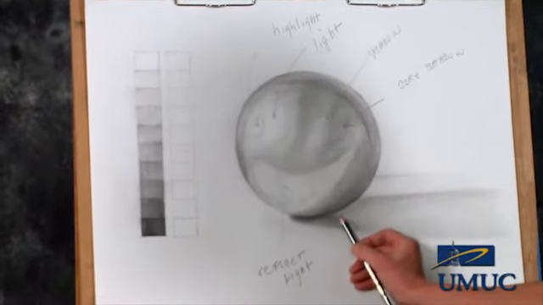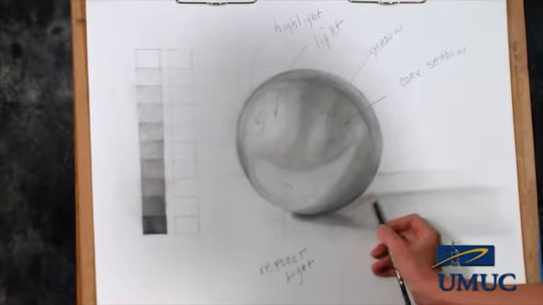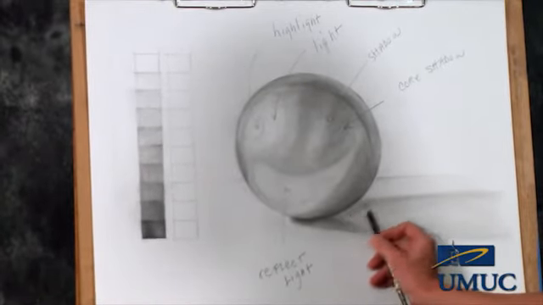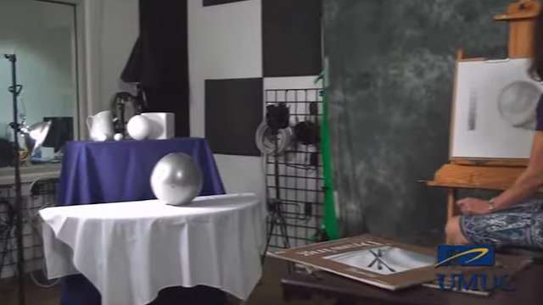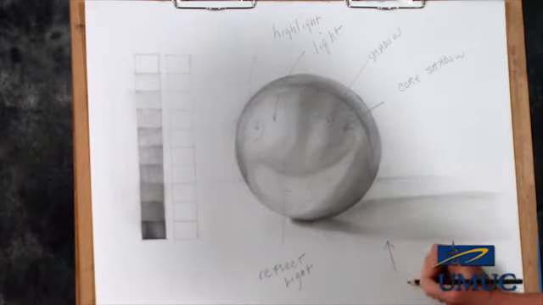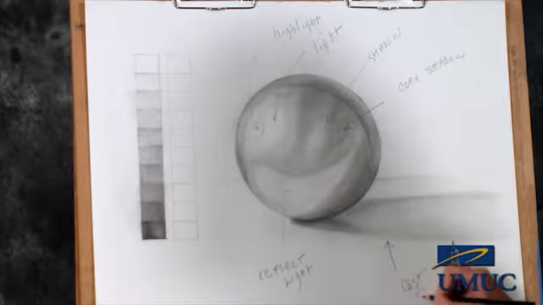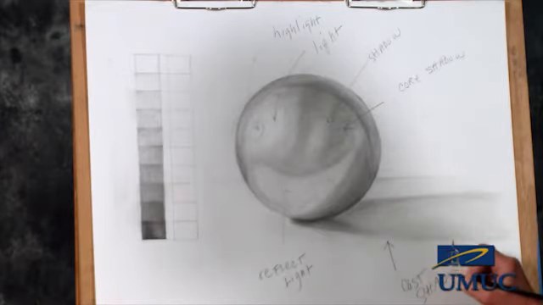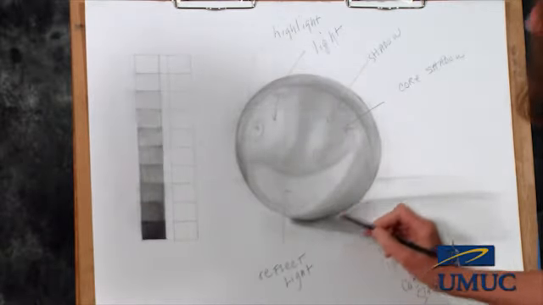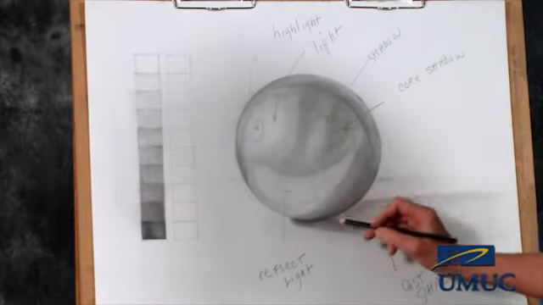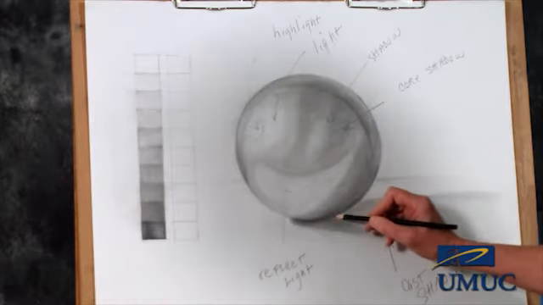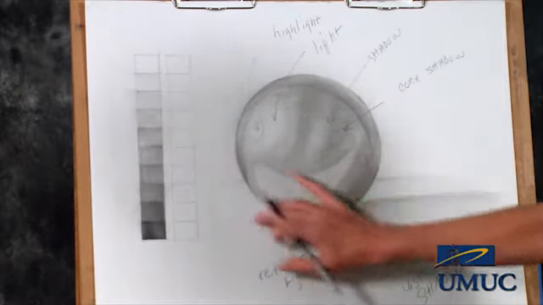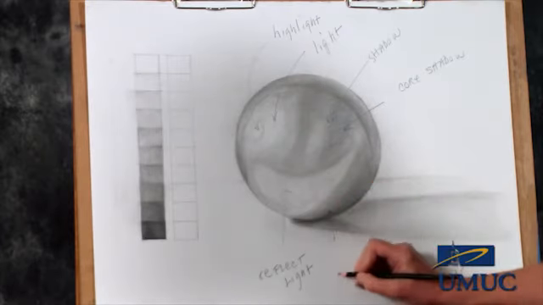We always have our cast shadow. Whatever object is having light shone upon it will cast a shadow behind it. And we'll also have a little area that we call reflected shadow. If you have a shiny surface like this sphere is, you get a little bit of reflected shadow.